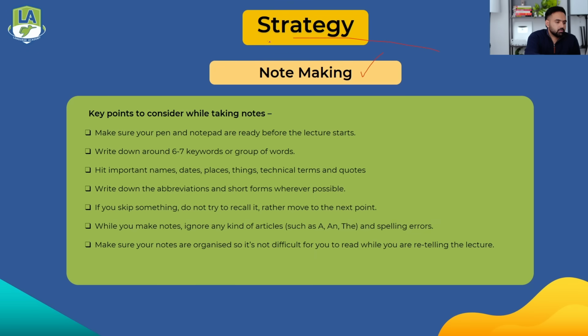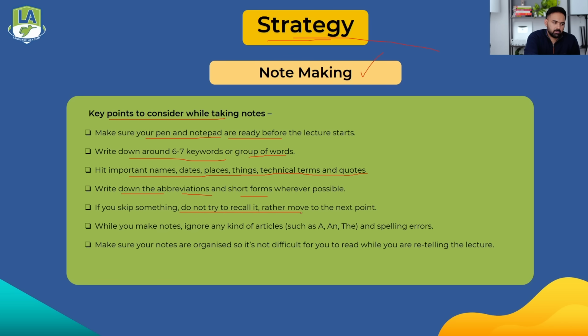Make sure there are a few things which you need to take care of while taking notes. Before the audio starts, make sure your pen and notepad are ready. You have to take proper notes. Write down 6 to 7 keywords at least, or group of words. Focus on important names, dates, places, things, any technical terms or quotes. Write down short forms wherever possible.